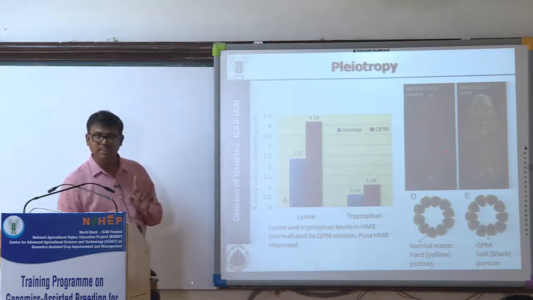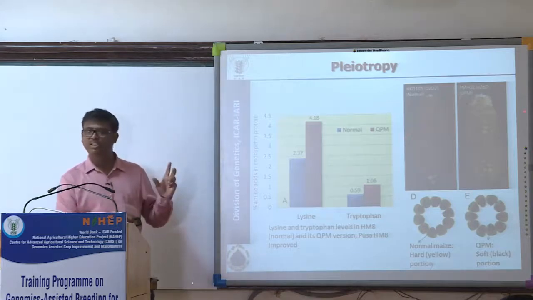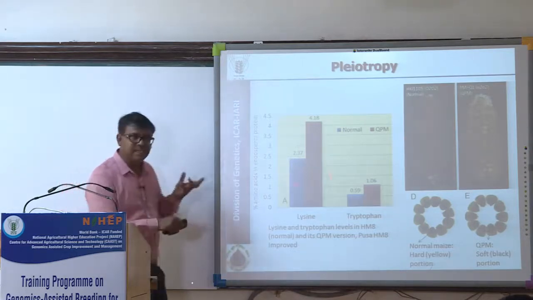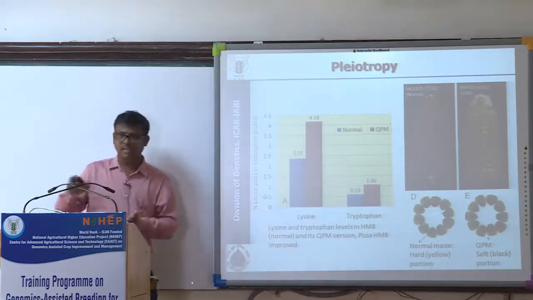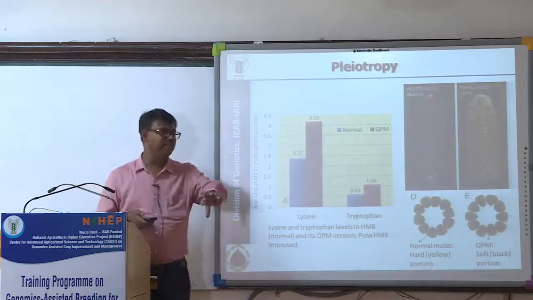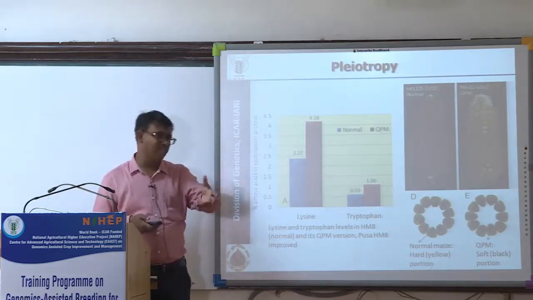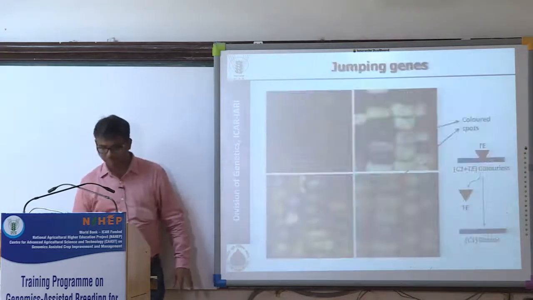So, OPEC2 gene has got two effects. One is increase of lysine and tryptophan and also creation of softness. Of course, you cannot see lysine and tryptophan, but we can give them the bar diagram as a photograph. Simultaneously, they can see the grains on this, where it is very easily visible to see the extent of opaqueness on the light box. So, this gives an example of pleiotropy.